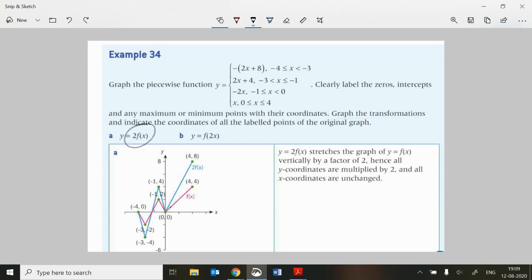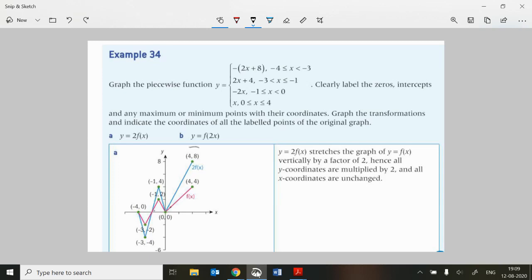So graph 2f of x, well, all that's going to happen there is we're going to double all of our original heights. So you can see that any 0 stays at 0, any minus 2 is going to become a minus 4, and you can just go from those original green points and then just double all of those and then just join it up with a zigzag line.